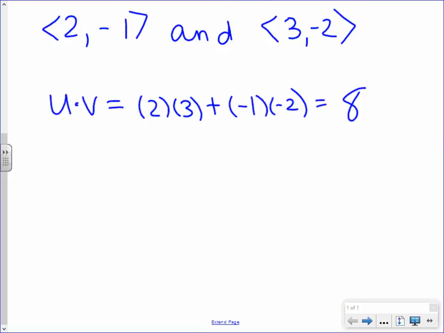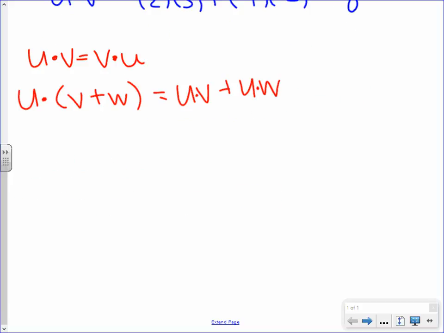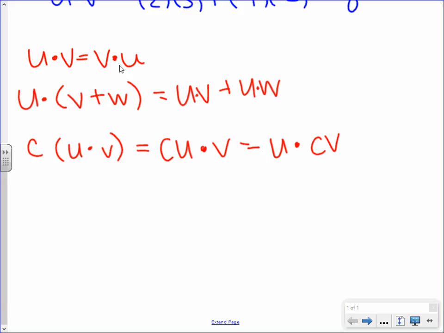All right, so let's talk about some properties. The dot product is commutative. The dot product is distributive. We treat the dot product as multiplication. So if we have a scalar times a dot product, that's all multiplication. So this would be the same thing as if we took the scalar times u and then did that dot product with v, or u times cv. Remember, we don't distribute if we have multiplication inside. We do one multiplication at a time.